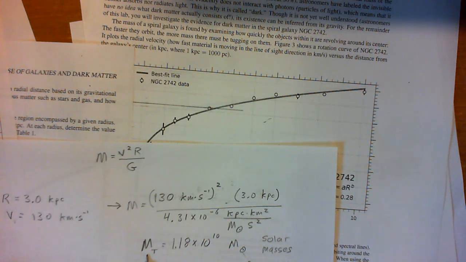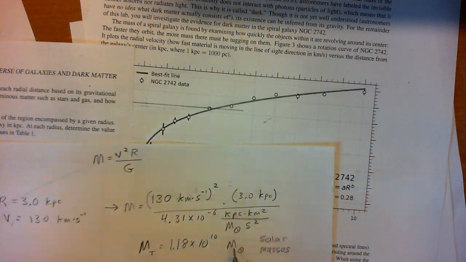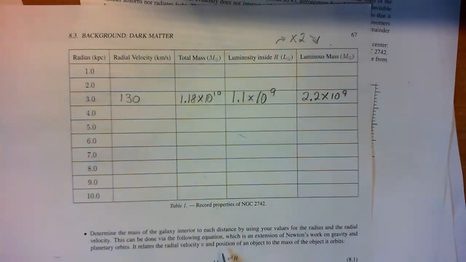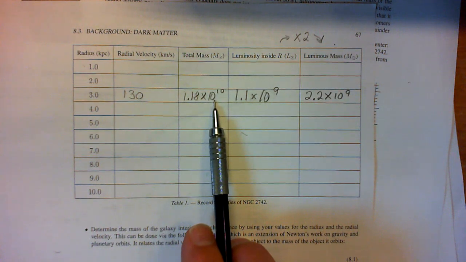And for this one, we come out with the mass total, M sub t, equals 1.18 times 10 to the 10th solar masses. So I want to put that in my Table 1, 1.18 times 10 to the 10th solar masses.